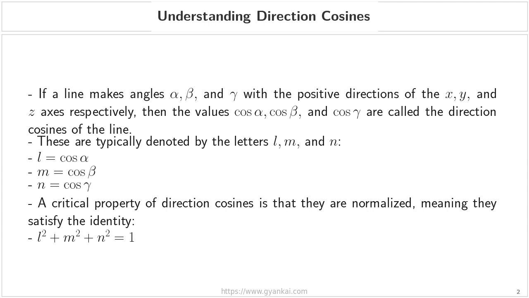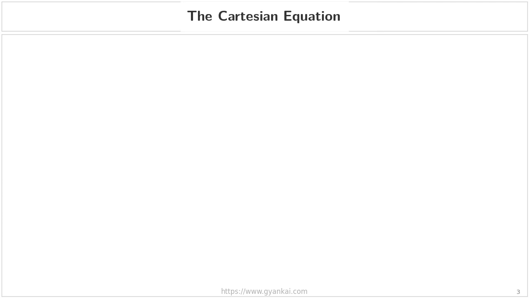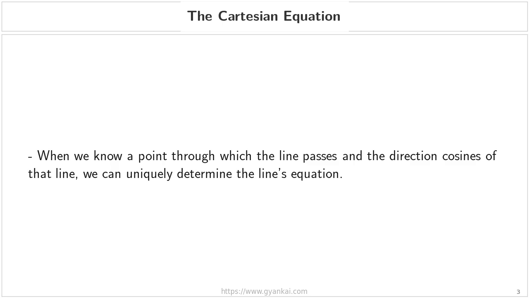Now that we've established that we can represent lines using direction ratios, let's move on to a more precise method, understanding direction cosines. The Cartesian equation. Think of it this way. If we know a specific point that the line passes through, and we know the exact direction the line is heading using those direction cosines, we have everything we need to uniquely determine the line's equation.